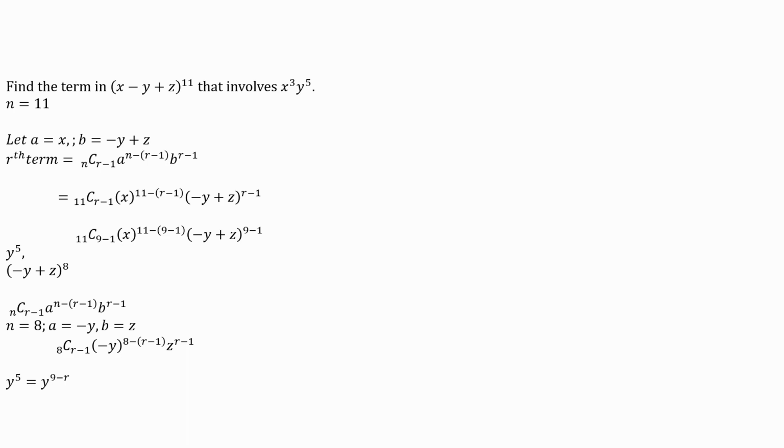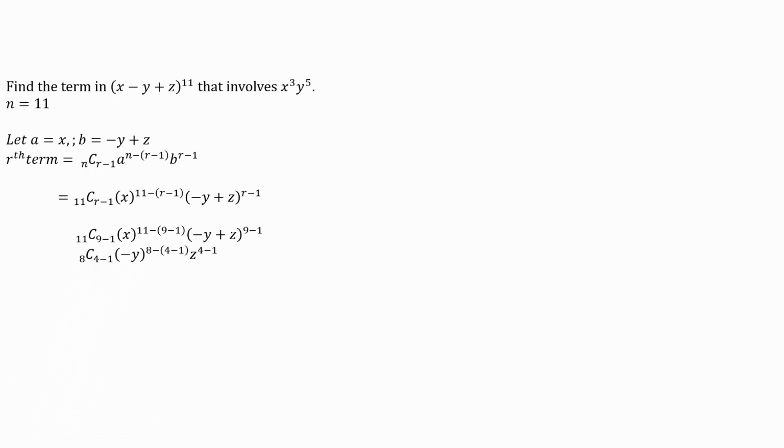So, isolate ulit natin para makuha yung y raised to 5. So, therefore, y is equal to 9 minus r. Hindi natin concern yung sa negative value dahil coefficient lang siya ng y. So, kunin natin dun sa variable. So, y raised to 9 minus r. So, therefore, kunin ulit natin yung exponent. 5 is equal to 9 minus r. So, therefore, r is equal to 4. So, substitute natin. R is equal to 4.